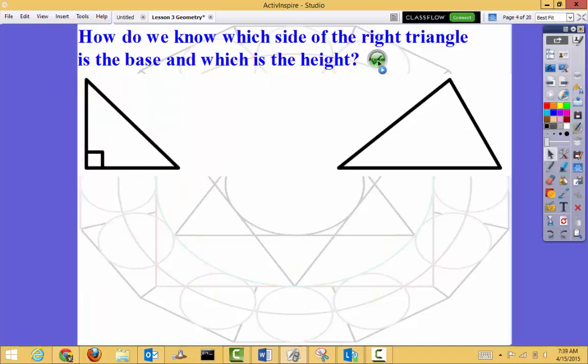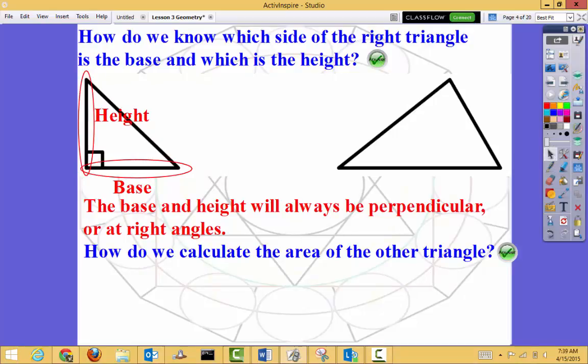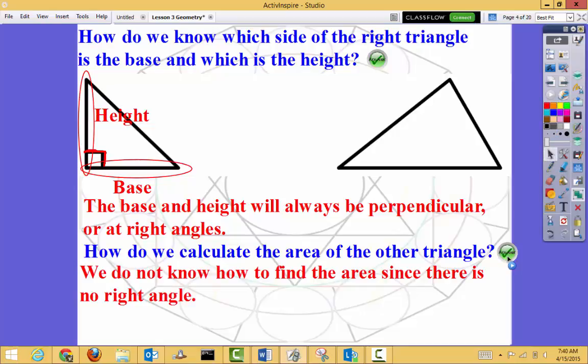Well, remember that right angle is very important. The base and height will always be perpendicular, or at right angles. So whichever two sides touch that right angle, those are going to be my base and height. How do we calculate the area of this guy? Well, looking right above, it says my base and height are always perpendicular. My base and height are always the sides touching that right angle. Do I see any right angles in here? I don't. So actually, I don't know how to find the area of that triangle yet because there's no right angles.